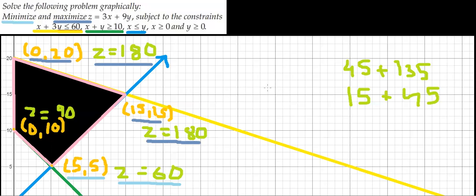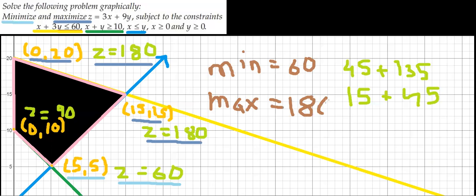So if I were to summarize, the minimum is 60, which is achieved at this point 5 comma 5, and the maximum is 180, which is achieved at infinitely many points, starting from 0 comma 20 all the way to 15 comma 15. All of these points, in fact, I can shade that in, will give you a maximum of 180, and only this point gives you a minimum of 60, and we are done with the problem.